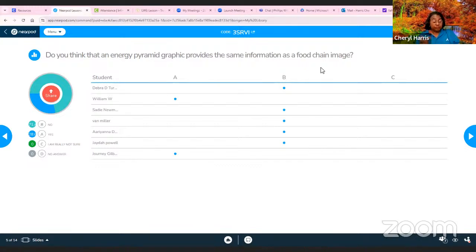It just looks different. But basically all food webs have to start with a producer. And then the arrow is going to go to who eats the plant. So that will be your next level, your primary consumer. And then the arrow will go to the one that ate the primary consumer, and so on and so forth. So the food chain looks exactly like a pyramid, except it's not wide. Okay.